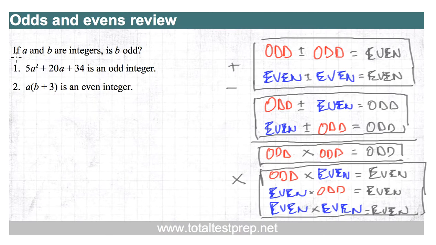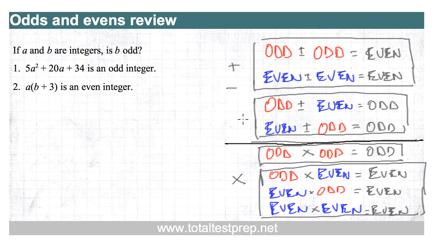We are asked if a and b are integers, is b odd? And we're given these statements. So this question is a review of the properties of odd and even numbers, and these are the properties that you should remember. By the way, this is a distinction between properties of addition and subtraction, and multiplication. There's a couple of things to remember.